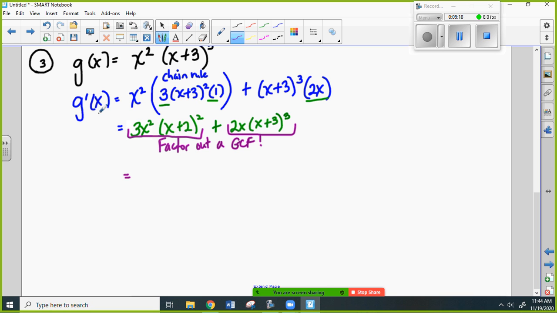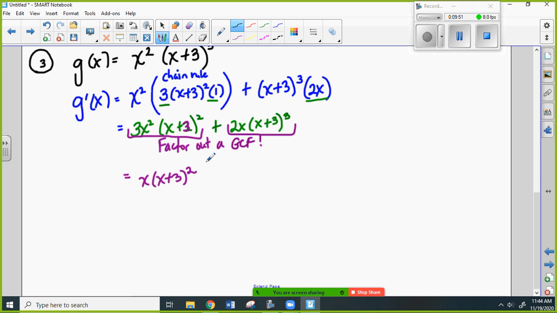All right, so I look at the number in front, 3 and 2, they don't have anything in common. All right, how about x squared and x? What do they have in common? Okay, so I can take out an x. And then I have an x plus 3 squared and an x plus 3 cubed. Oh, I copied that wrong. It should be a 3. All right, so the GCF there is the one with the smaller exponent. Okay.